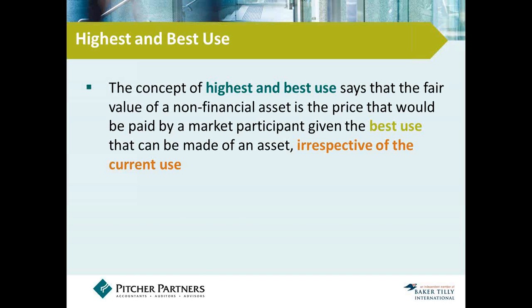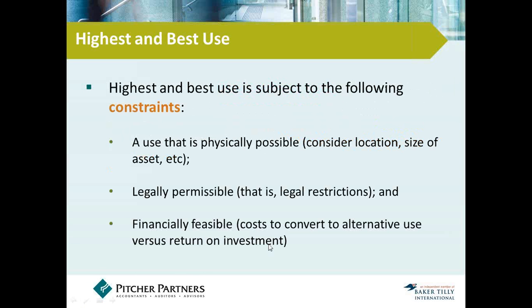If we go on to highest and best use, it is subject to the following constraints. A use that is physically possible. So we have to look at the location, the size of the asset, etc. We have to make sure that the use of this asset is physically possible. The second one is really important. It's legally permissible. And the third one, it's financially feasible. So we should consider the cost to convert to an alternative use versus return on an investment.